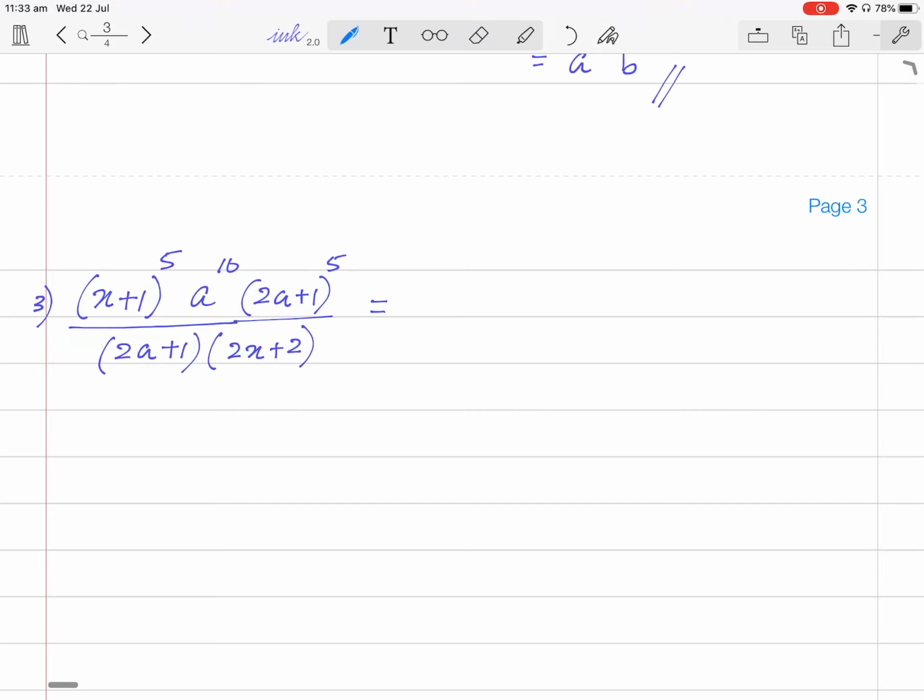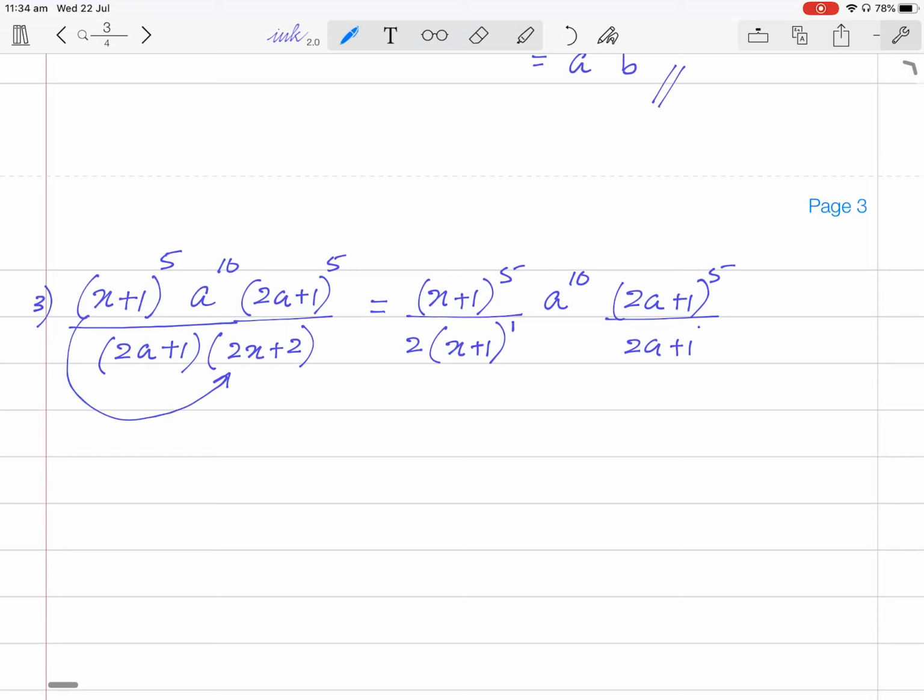Okay, so now we will have the similar terms together. So I would do x plus 1 to the power 5 divided by, and I can see here 2x plus 2. I will take 2 out, I'm factorizing it, so x plus 1. See, you get the same term, which is to the power 1. Then the a terms: a to the power 10 by itself, and then you have 2a plus 1 to the power 5 divided by 2a plus 1 to the power 1.